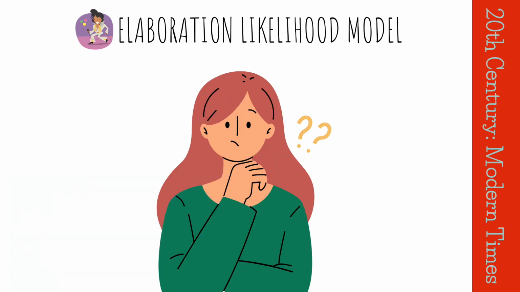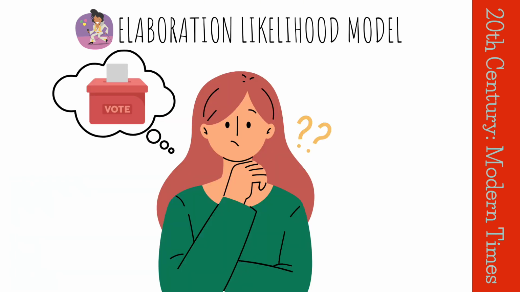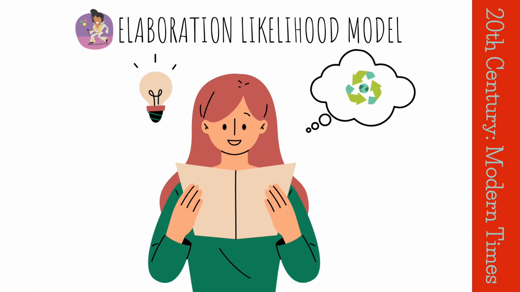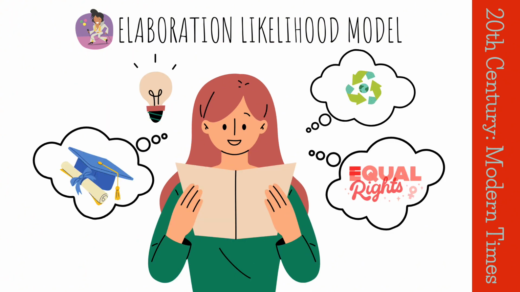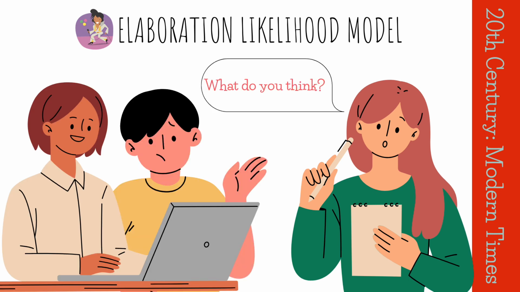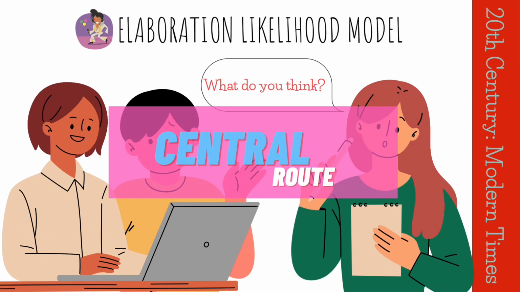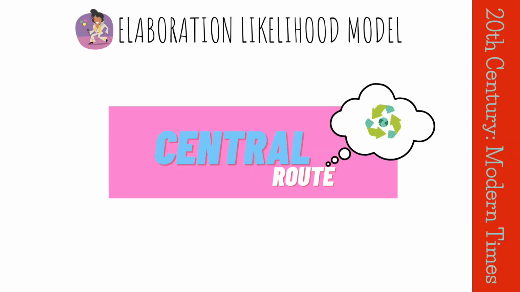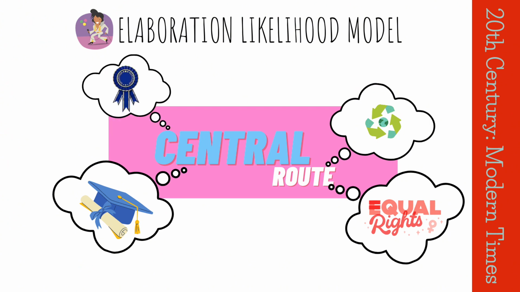Let's take the example of Linda, who is deciding whether or not to vote in an election. She reads about the candidates' positions on the issues that are important, and she talks to friends and family about their opinions. This is an example of the central route because you are carefully considering the arguments in the message, that is, the candidates' positions on the issues, and thinking about the merits of the message, which candidates' positions are most aligned with your own.